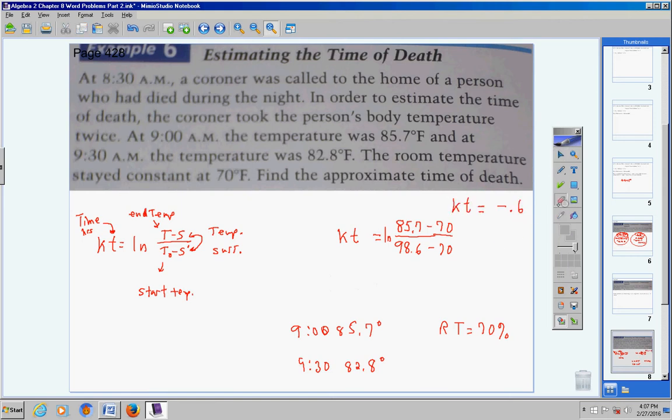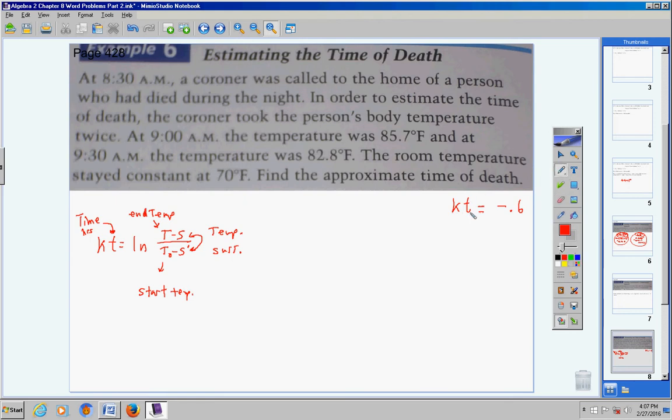So now let's continue on. Let's use this formula again. The reason we're going to use it again is very simple. How many unknowns do I have here? 2. So you guys know if you have 2 unknowns, you have to have another equation. So now we're going to use this equation again, only now we're going to go from when they found the body to 30 minutes later, when it was this temperature.